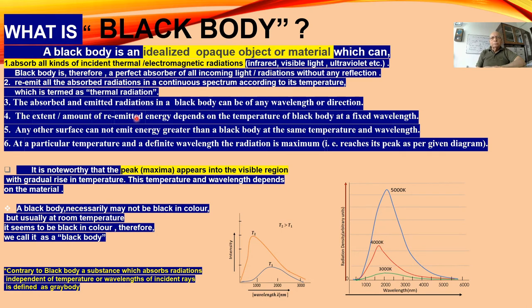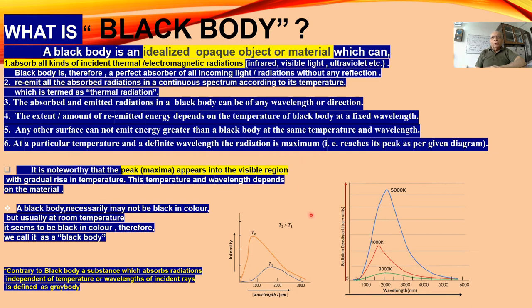A black body will never emit radiations without heating to a temperature. If you continue heating, it will emit different ranges of a spectrum. The radiations emitted by the black body can be of any wavelength and in any direction. The amount of emitted energy depends upon the temperature of the black body at a fixed wavelength. No other surface can emit energy greater than a black body at the same temperature and wavelength. Well, these are a few characteristics.